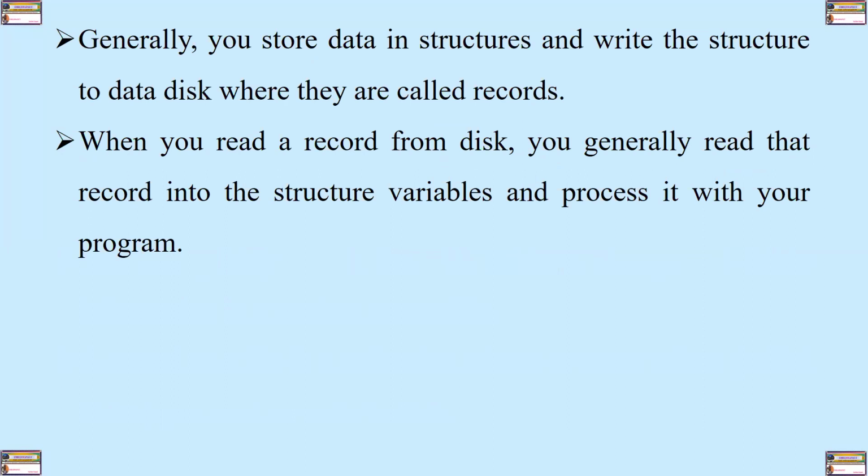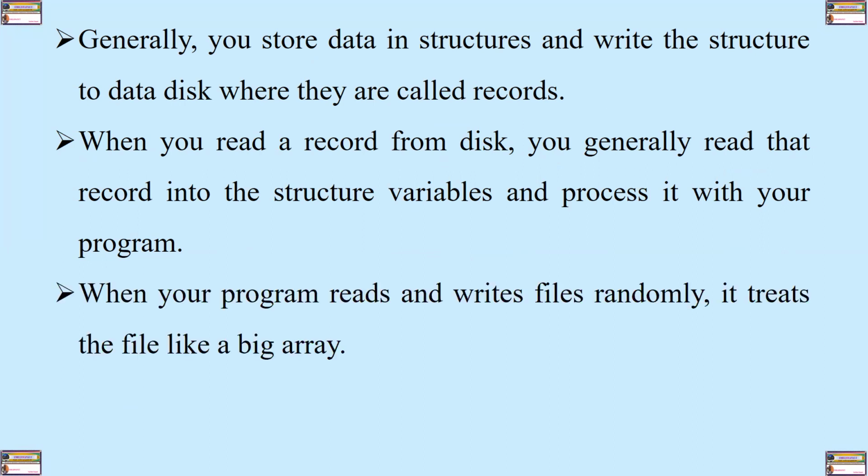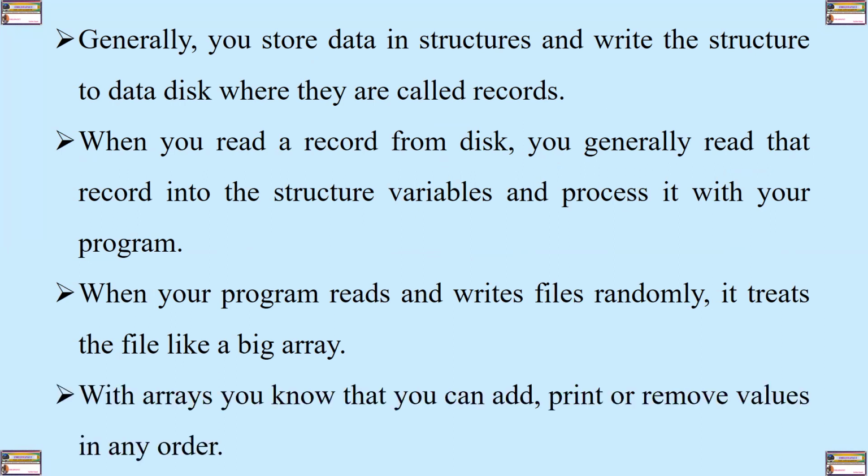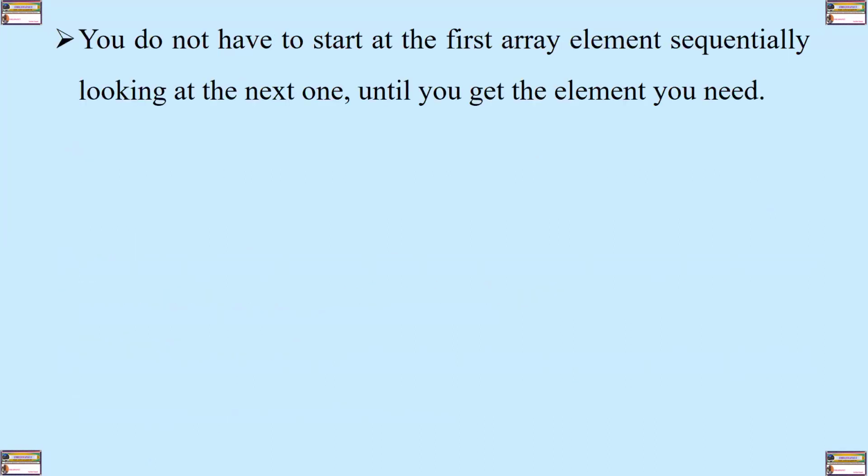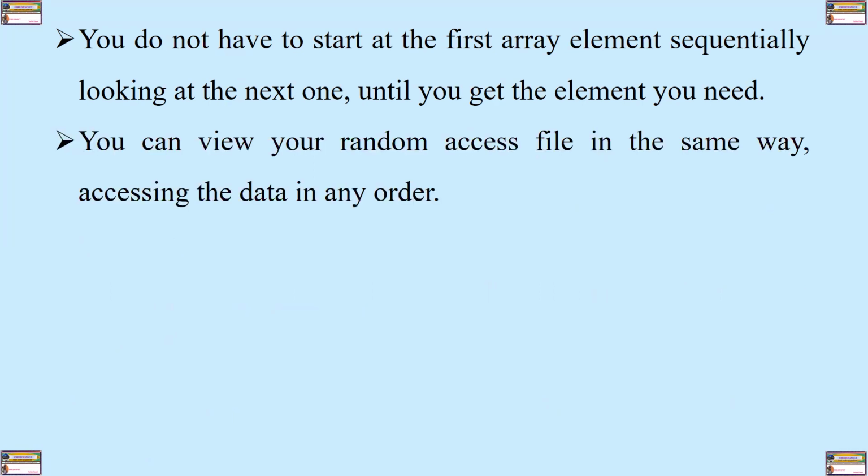When you read a record from a disk, you generally read that record into the structure variable and process it with your program. When your program reads and writes files randomly, it treats the file like a big array. With arrays, you know that you can add, print, or remove values in any order. You do not have to start at the first array element sequentially, looking at the next one until you get the element you need. You can view your random access file in the same way, accessing the data in any order.